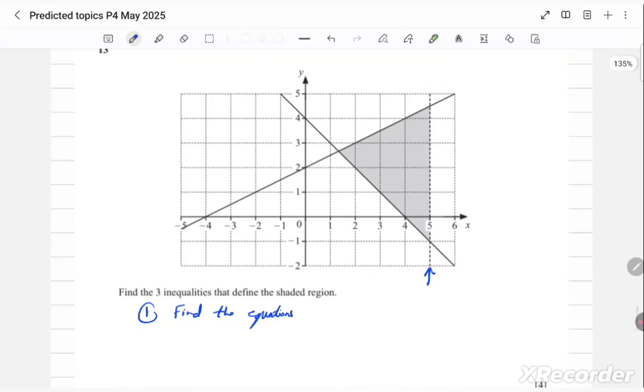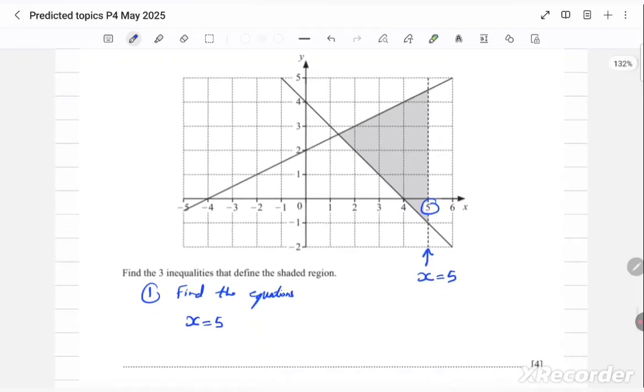Let's look at the easy one. This is vertical, so this is x. This is x equals to what? Equals to 5. So my first equation, x equals to 5. How about the second one?